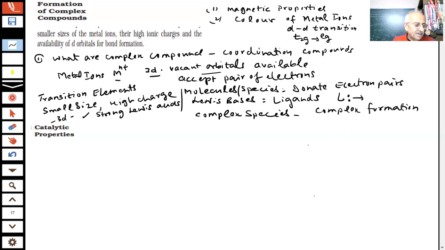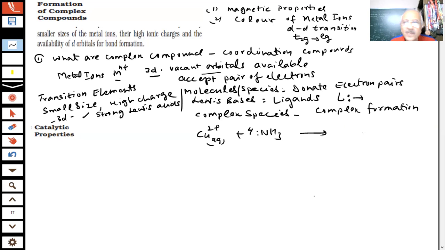For example, if there is a copper ion in the solution, students, and if you add ammonia to it, what happens? This ammonia has a lone pair of electrons, and it acts as a ligand. This is my Lewis acid. The ligand can donate its pair of electrons to the vacant orbitals of the copper 2 plus ions.